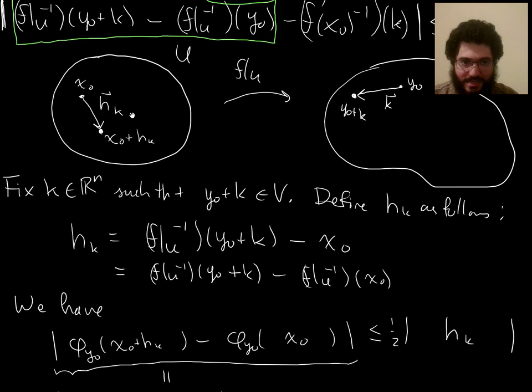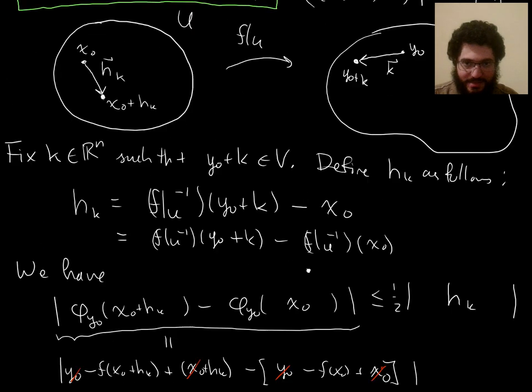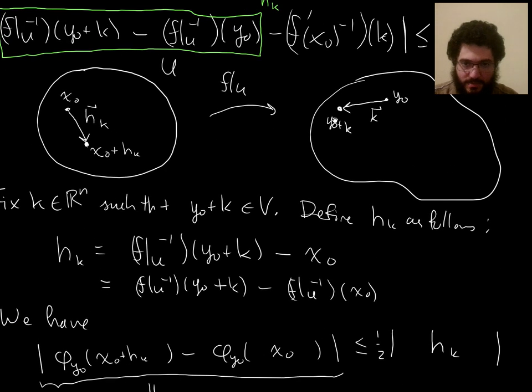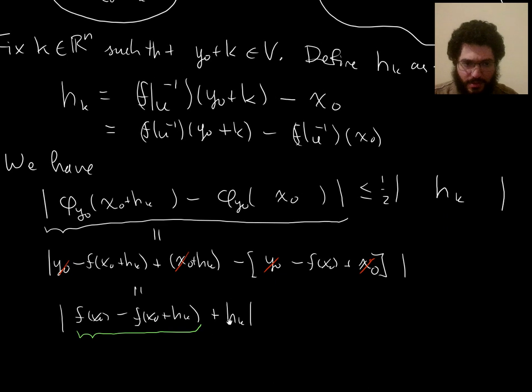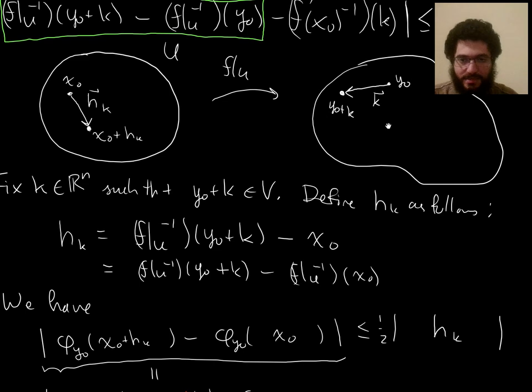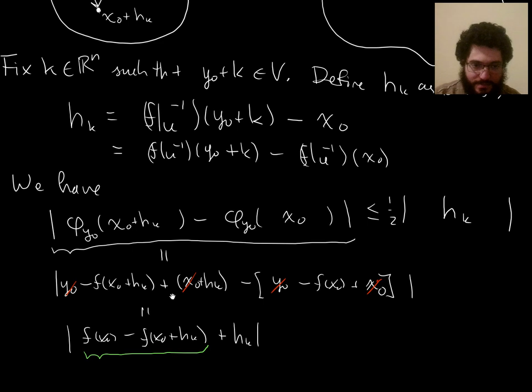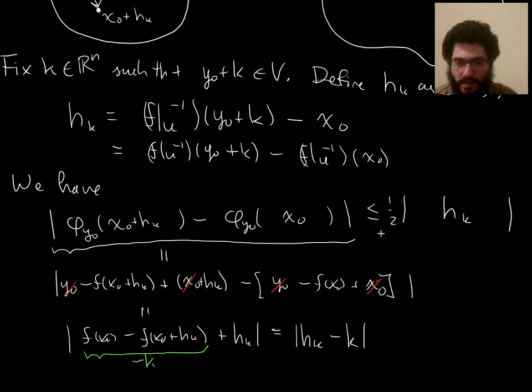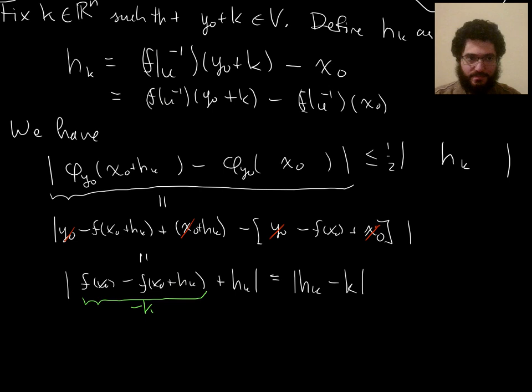So just look at the picture. f of x naught is y naught, right? f of x naught plus hk is y naught plus k. So this thing I underlined in green is this displacement vector. That's actually k, right? Although I think it's backwards. k would be f of x naught plus hk minus f of x naught. So k would be y naught plus k minus y naught. Okay, so the thing I underlined in green is actually minus k. So we got, let me write it like this, hk minus k. Okay, so overall we have the distance between hk and k is less than or equal to 1/2 the length of hk. So let's write what we overall got.